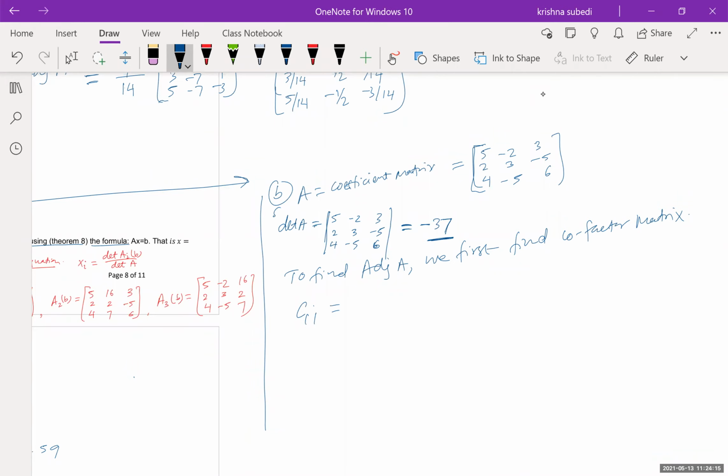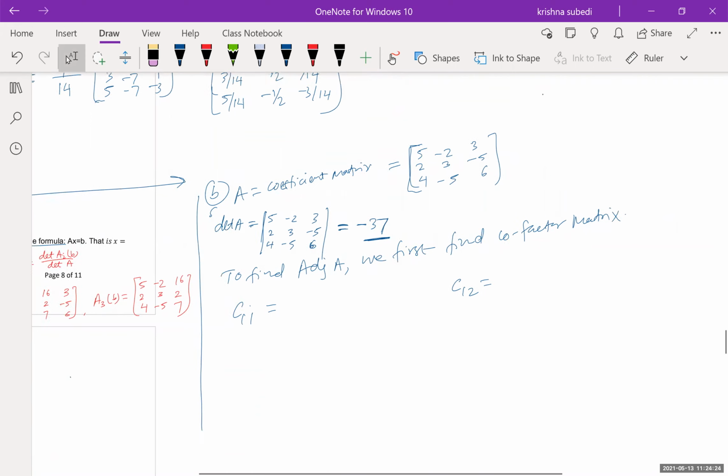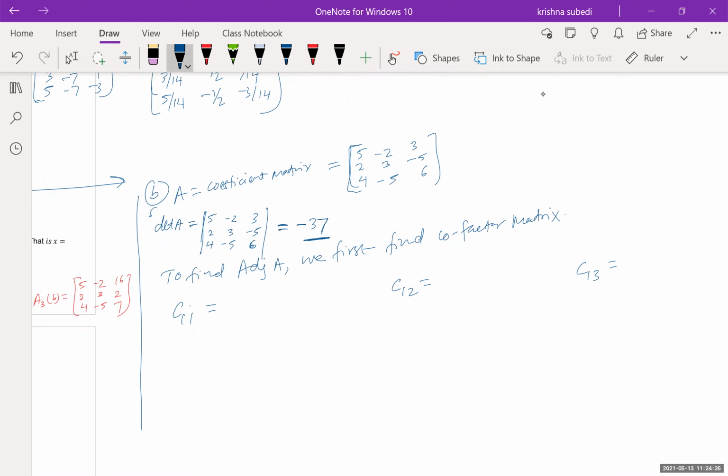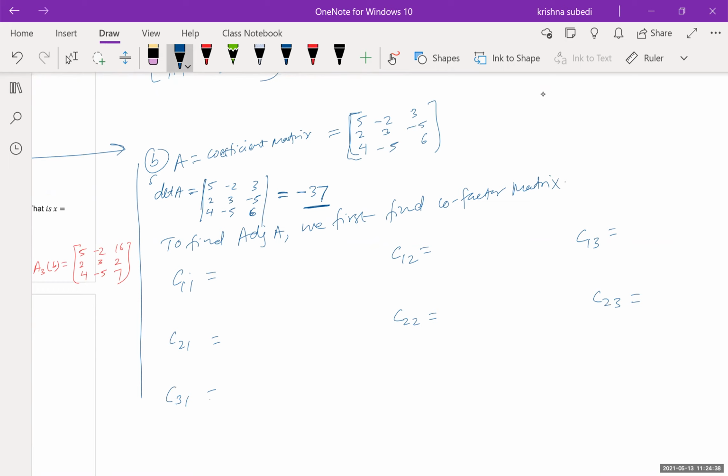C11, C12, C13, C21, C22, C23, C31, C32, C33. I want you to calculate all of these just for fun. I will wait for you guys, okay? Take time and try to get all the values.